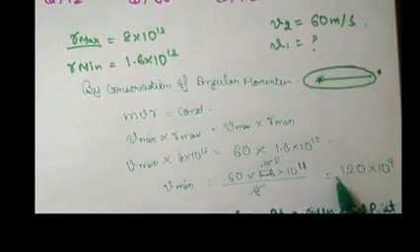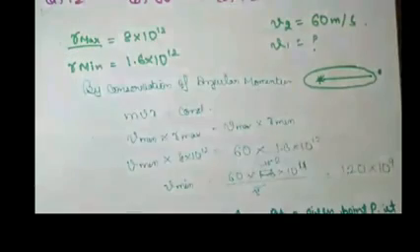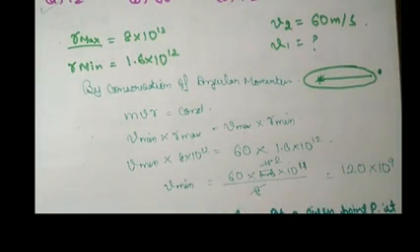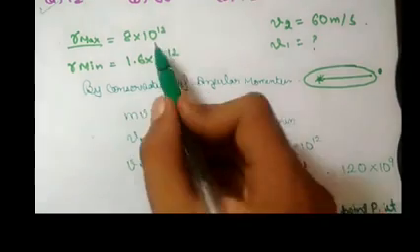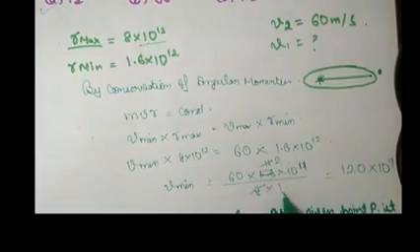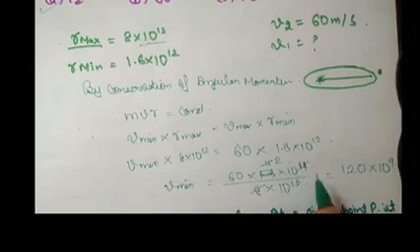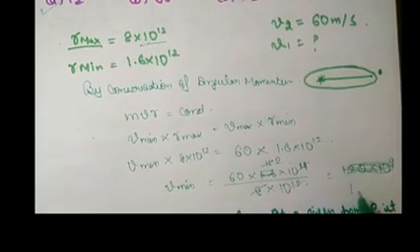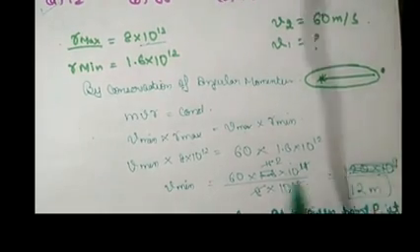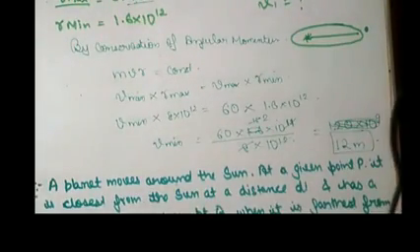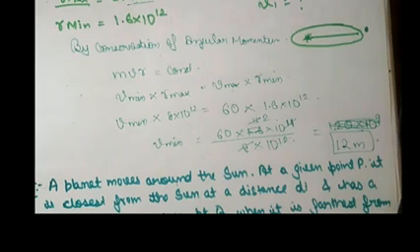So the answer will be 12, I think. Wait a second, I think we have made some mistake here. Okay. So we had a mistake: we did not assume the power. I think it will be 10 raised to 12. Now by subtracting this from this, what we are going to get is 1.12 meter. That is the answer. Okay. So this is how we are going to solve the questions based on the second law of Kepler.